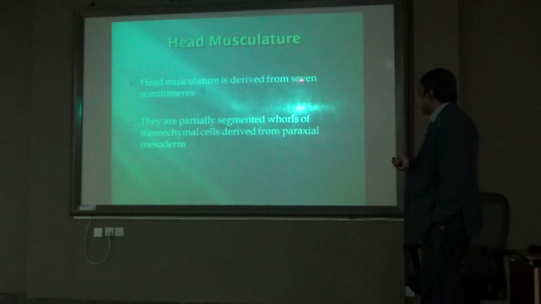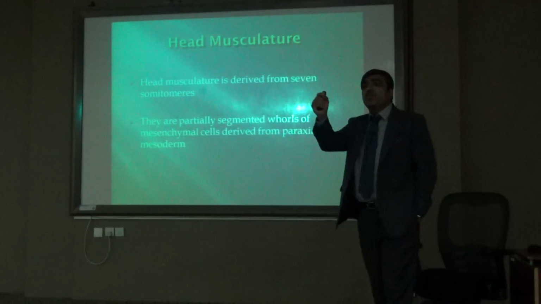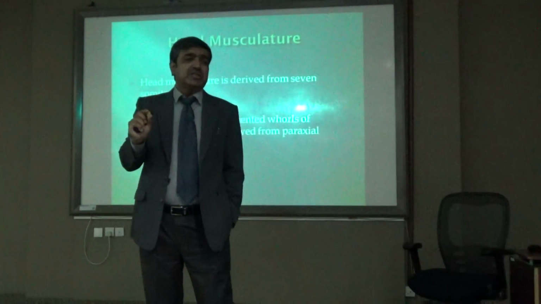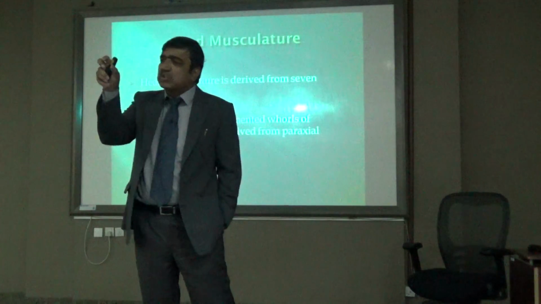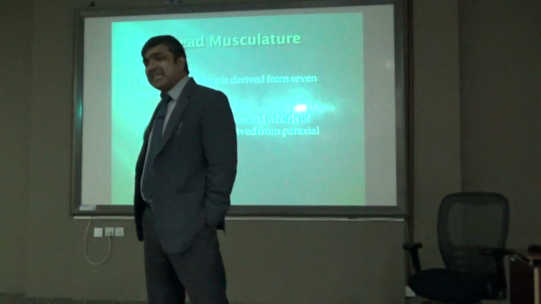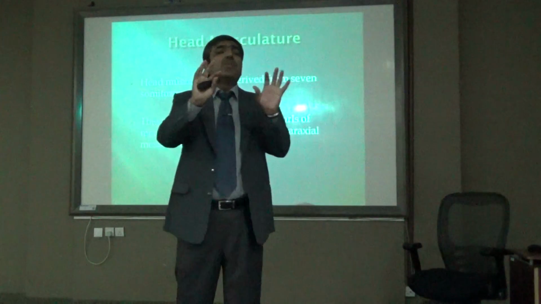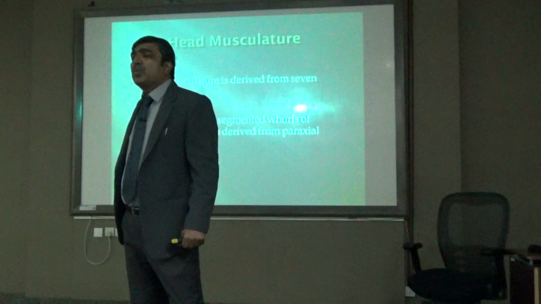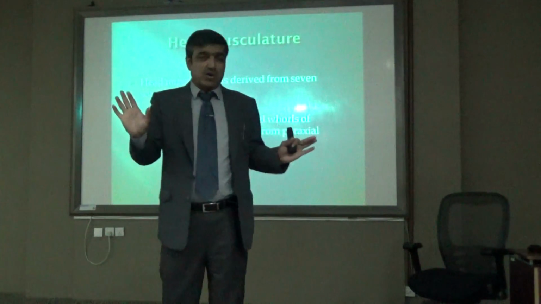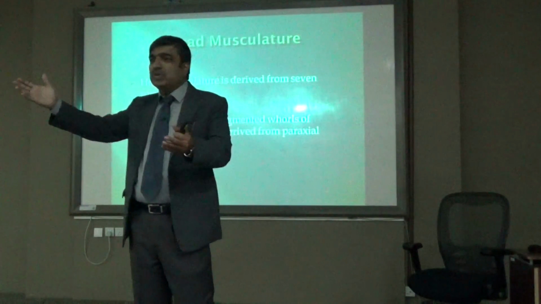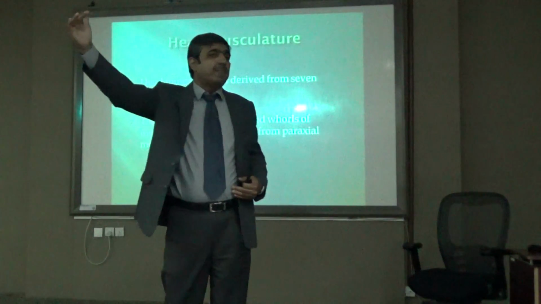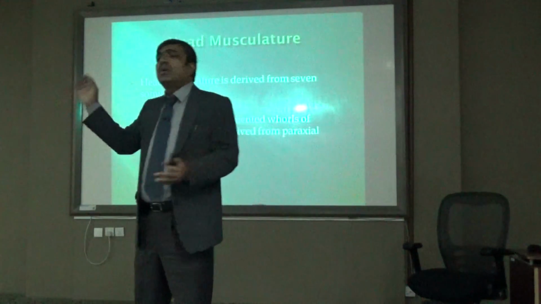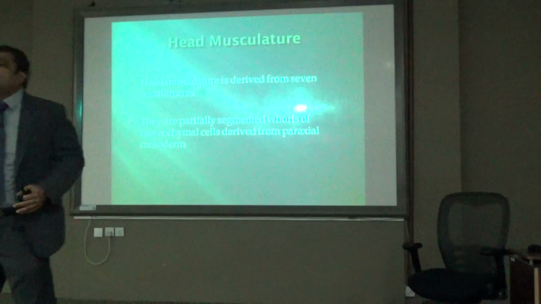Head musculature is derived from seven somatomeres. One thing to remember, somites and somatomeres are almost the same structures. Somatomeres are slightly smaller than the main somites. These somatomeres contribute in the formation of the muscle and some portion of the skin. They don't contribute in the formation of the vertebral column. As I told you, there are extra somites compared to the vertebral bodies, so these somatomeres are smaller than the normal somites.